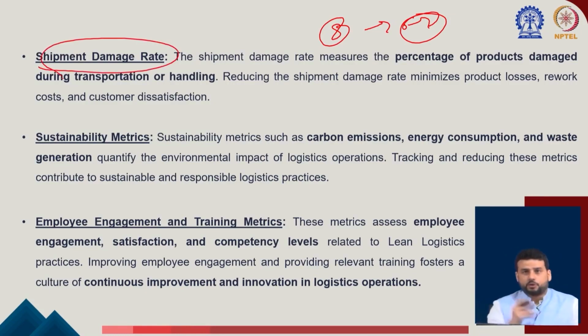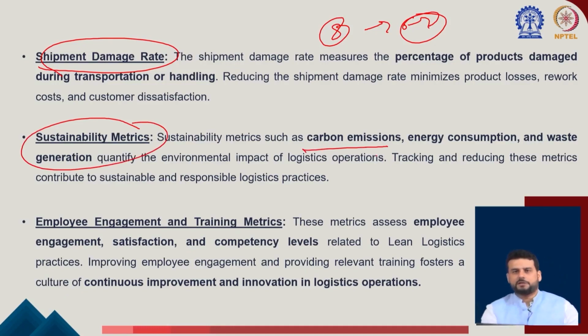Shipment damage rate. During distribution, how many products are shipped and damaged, what is the percentage? So that you can see. Sustainability metrics: you need to record the carbon emission during your distribution, warehouse, and transportation. Energy: how much you are consuming. Waste: how much waste as byproduct you are generating.